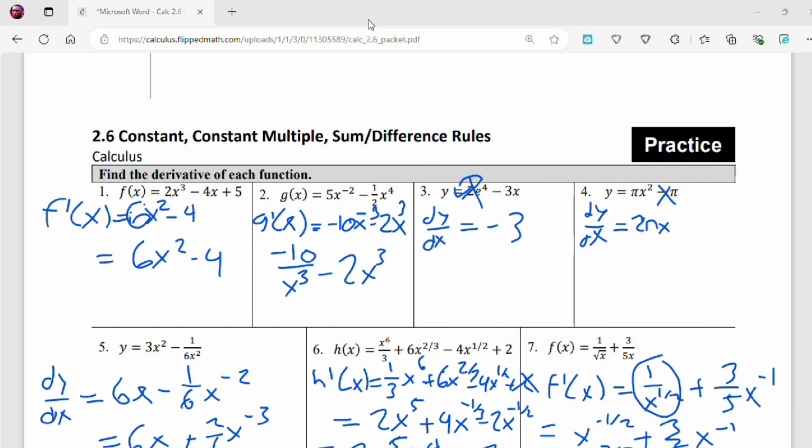And then you have the sum/difference rules, which is just finding the derivative of each term, right? You're keeping the plus or the minus, whatever it is, but you're finding the derivative of each term.